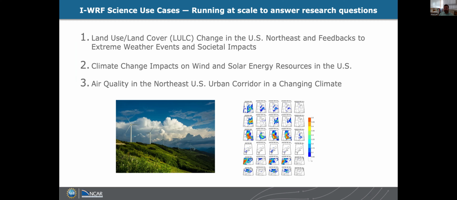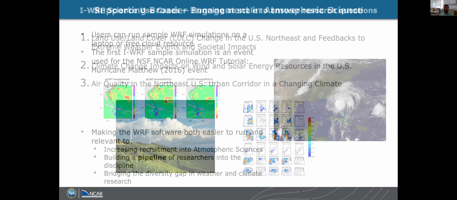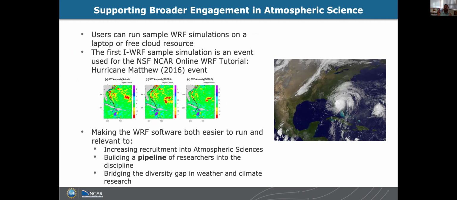And also third, looking at changes in air quality in the northeastern US in the urban corridor from Washington, D.C. up through Baltimore, Philadelphia, New York City, Boston area. How is air quality going to change with a changing climate? And so before we even get to those bigger use cases, we decided to set up as our test case zero, our entry level test, to simulate Hurricane Matthew from 2016.